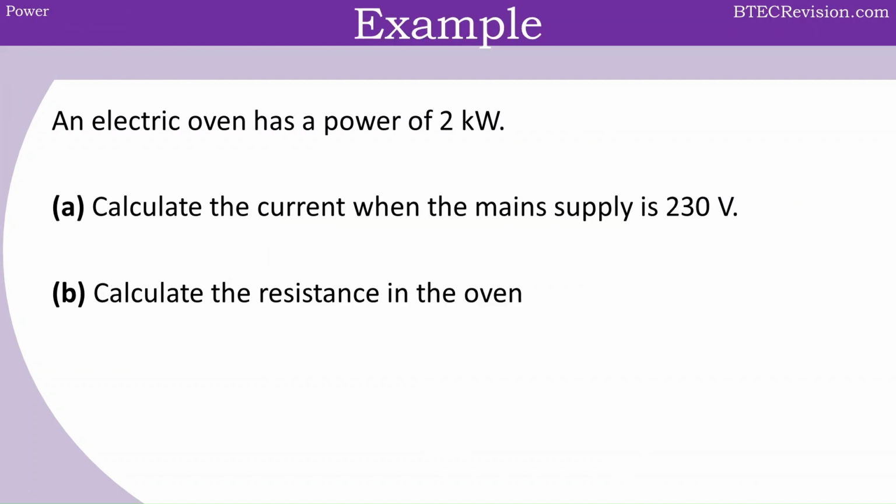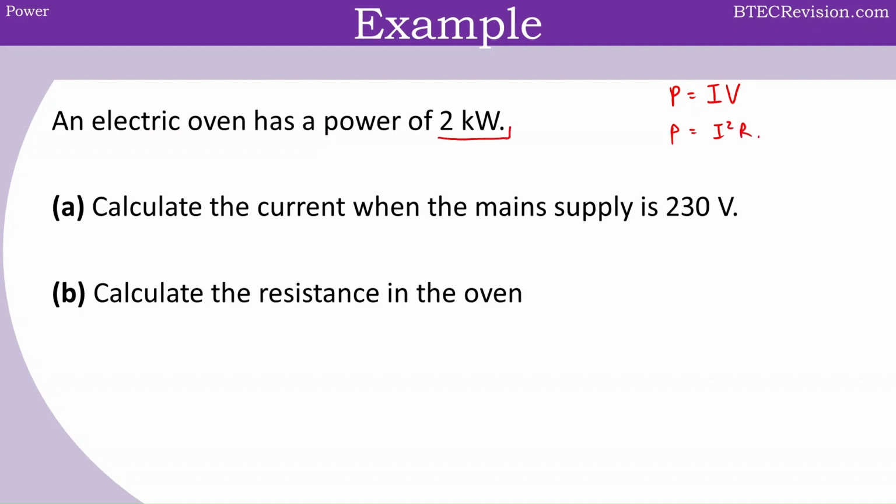Now, let's look at an example. An electric oven has a power of 2 kilowatts. A. Calculate the current when the main supply is 230 volts. So we can start by writing down our equations. Power equals IV and power equals I squared times R.